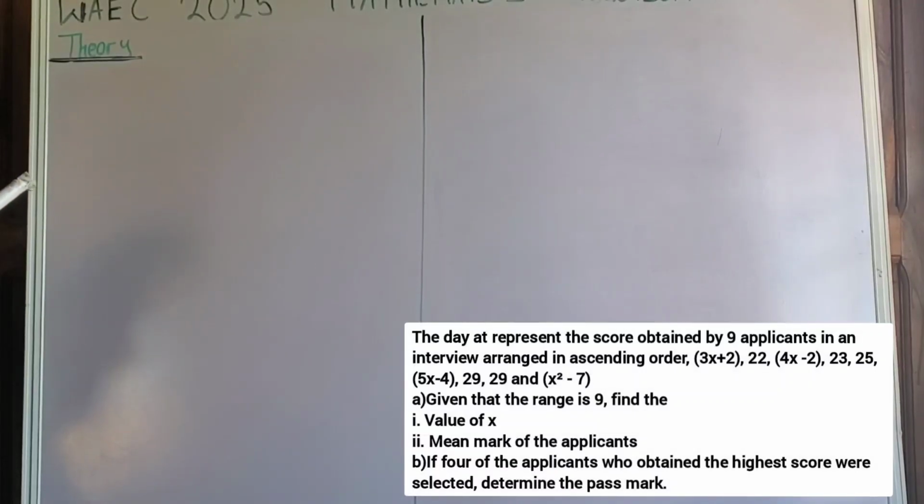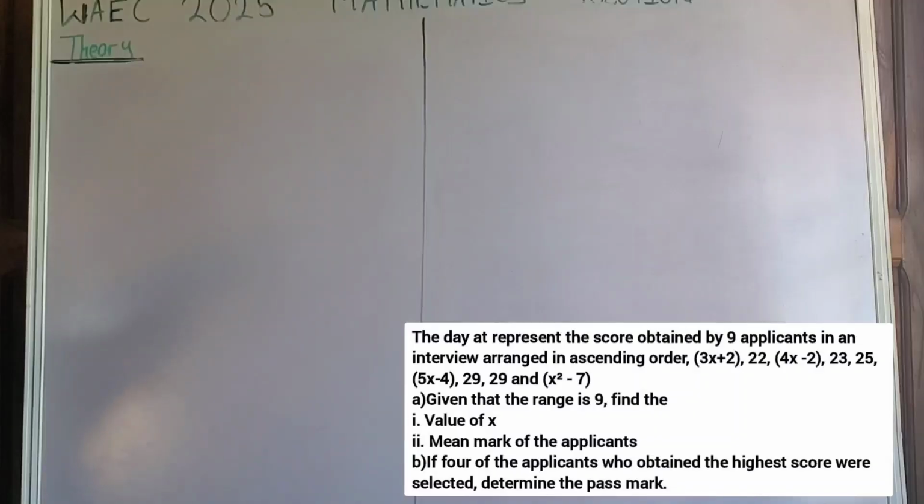The data represents the score obtained by 9 applicants in an interview arranged in ascending order. We have 3x + 2, 22, 4x - 2, 23, 25, 5x - 4, 29, 29, and x² - 7. Given that the range is 9, find the value of x, the minimum mark of the applicants.